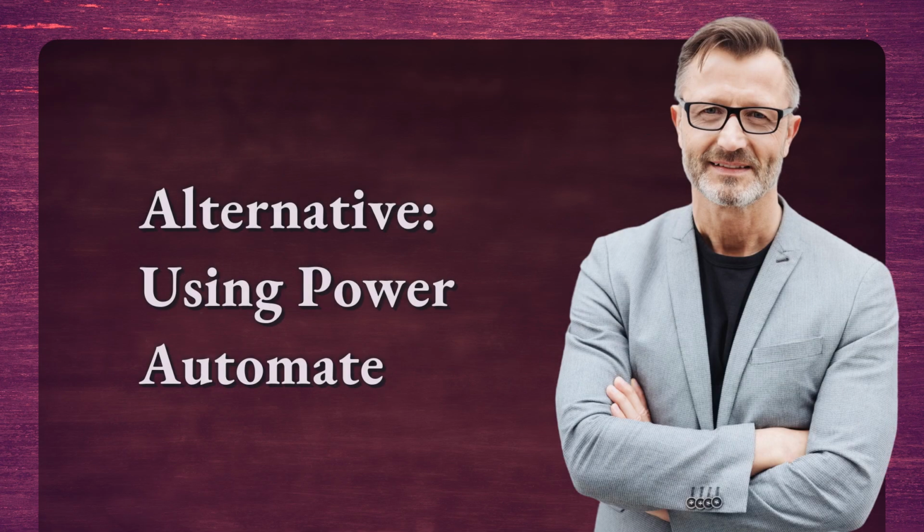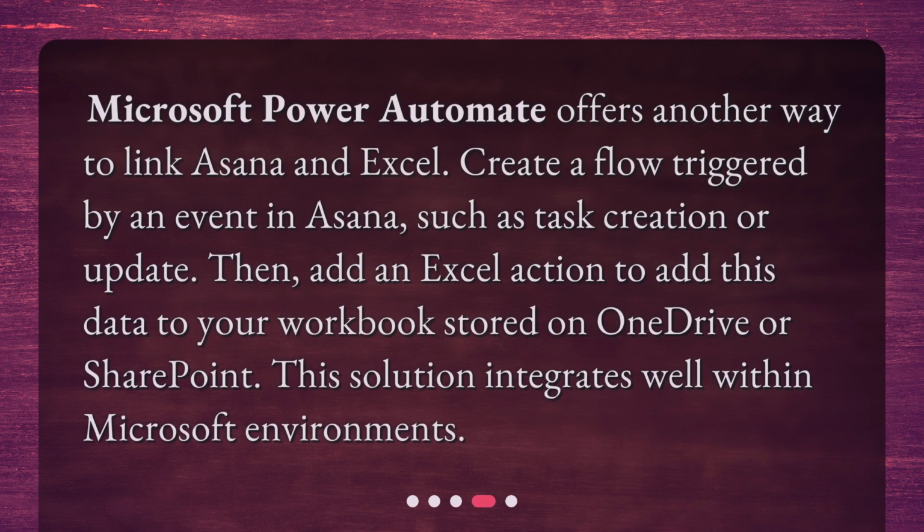Alternative: using Power Automate. Microsoft Power Automate offers another way to link Asana and Excel. Create a flow triggered by an event in Asana, such as task creation or update. Then, add an Excel action to add this data to your workbook stored on OneDrive or SharePoint. This solution integrates well within Microsoft environments.